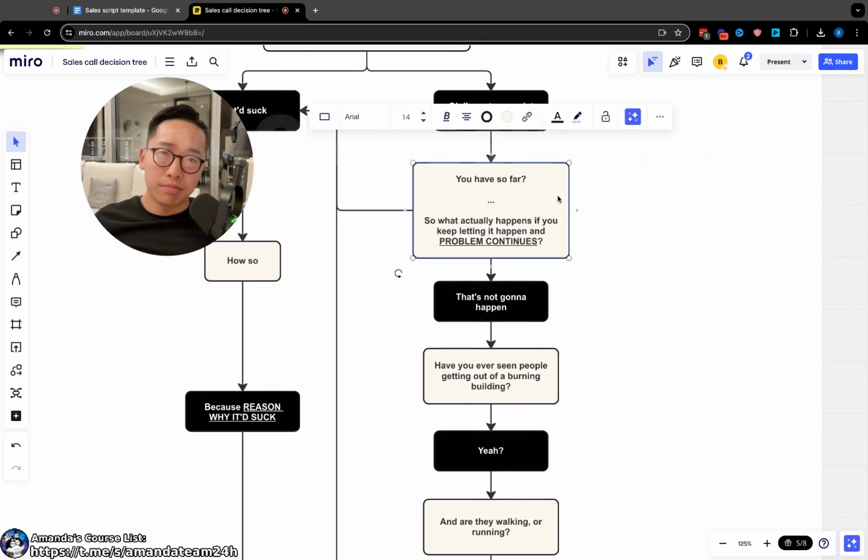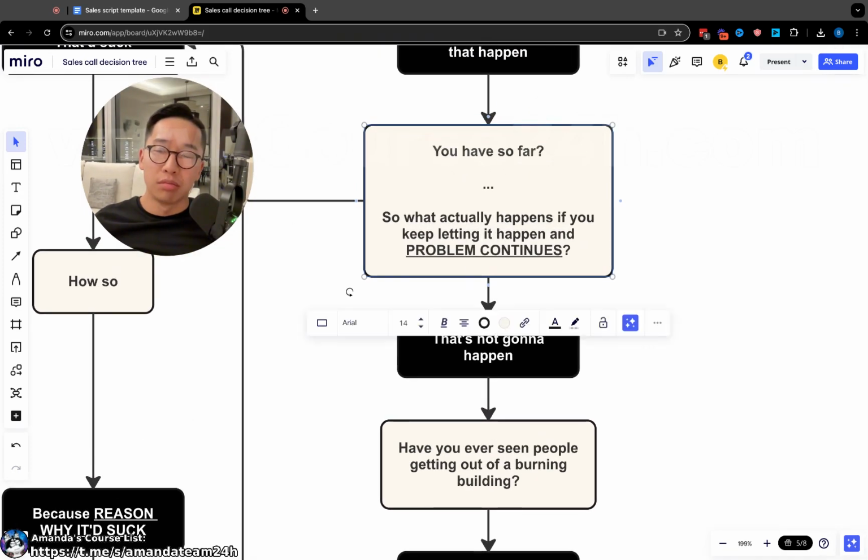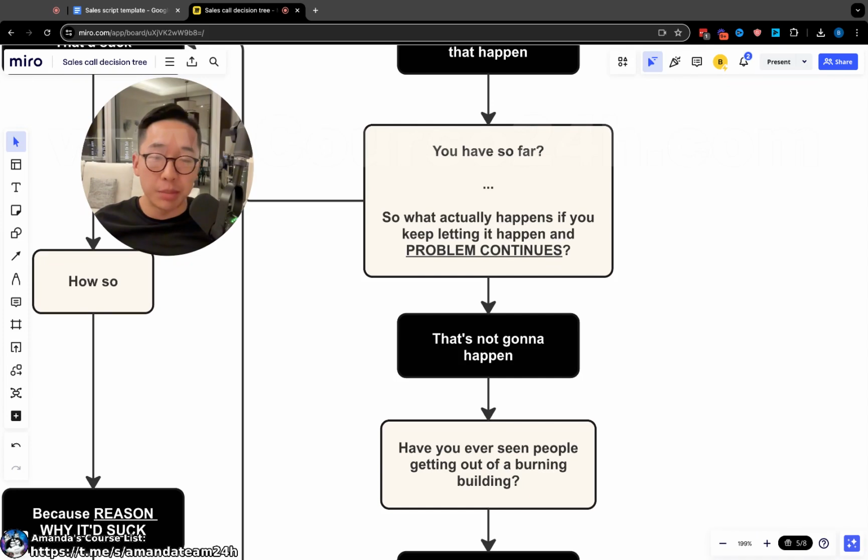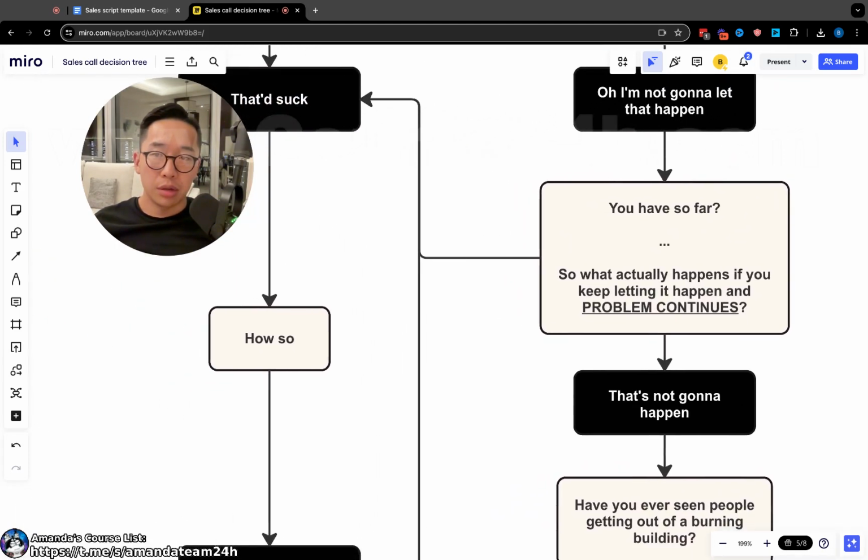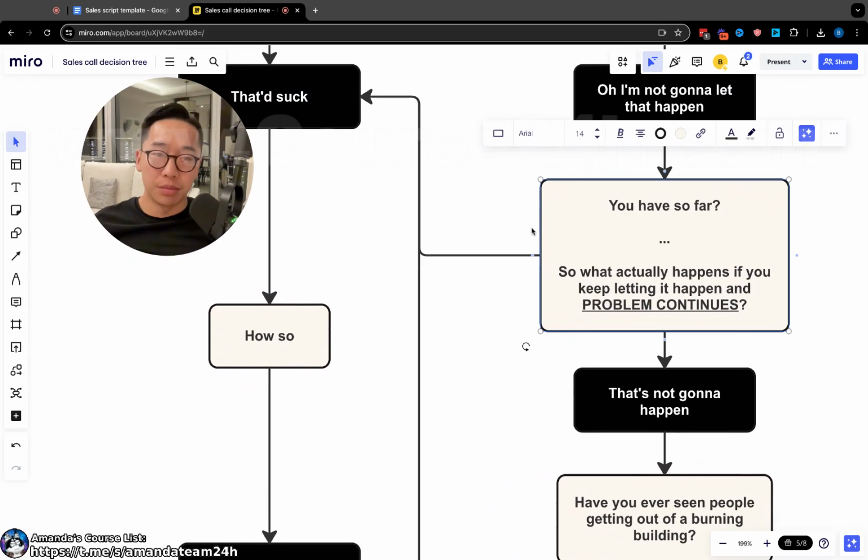Well, you have so far, and you kind of pause for a little bit, let that sink in, and then they'll try to think of what to say. And before they say something, well, you have so far. So what happens if you keep letting it happen, and if you keep being stuck in your cubicle, and your parents turn 70 years old, they're still working? So you just re-ask it, because it's true. Well, you have let it so far.